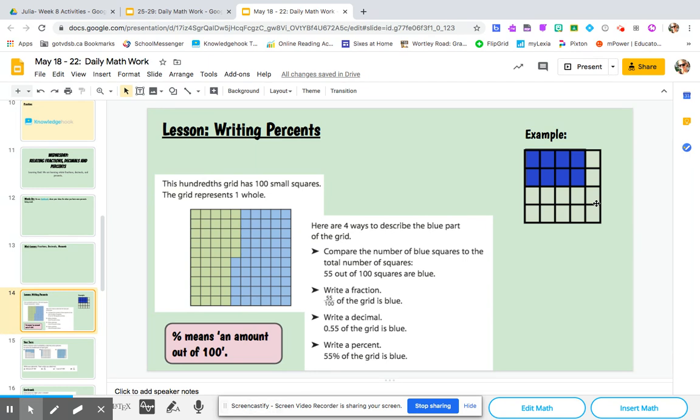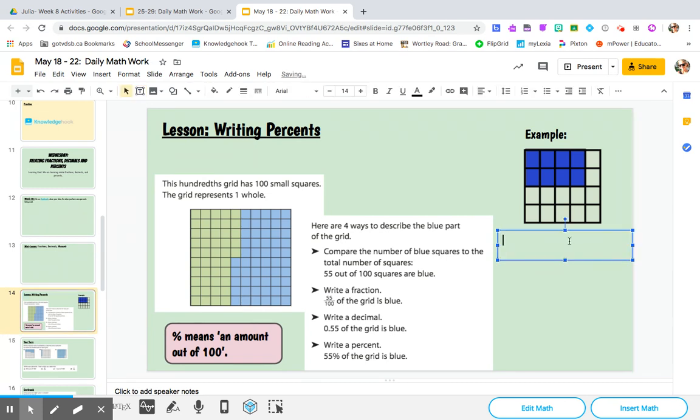We're going to go on to talk about what happens, though, if we don't have a number out of 100. And this is where all our work with fractions is going to help pay off. So let's start with the grid over here, and I'm going to ask the same question. Which part of the grid is blue, and how can I explain that a number of different ways? The first way I can do this is by putting in a text box and telling you in words. I would say that 8 out of, and I know there's 5, 10, 15, 20, 8 out of 20 squares are blue.